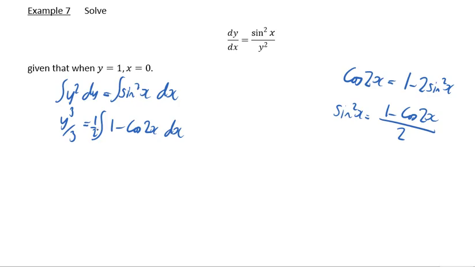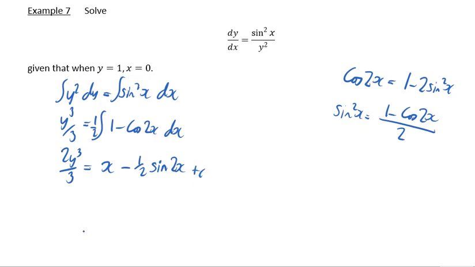Okay, to get rid of this half here, what I could do is just multiply across by that 2, bring it up here. So I'm just going to say that's 2y cubed all over 3 is equal to, and then I'll just get cracking integrating this. So integrate 1, you get x. Integrate your minus cos 2x, you're going to get minus a half sine 2x plus your constant of integration, c.